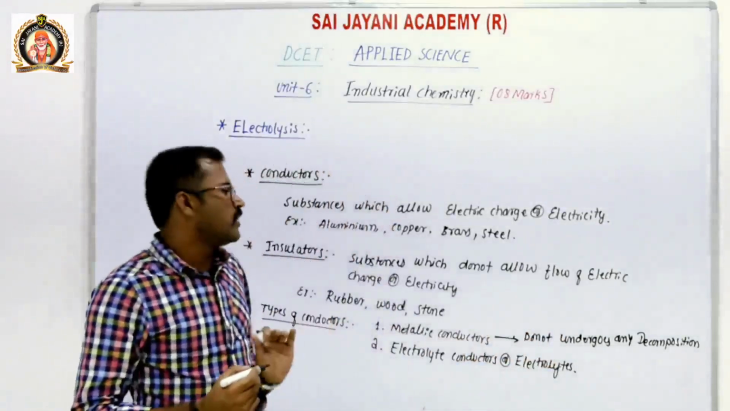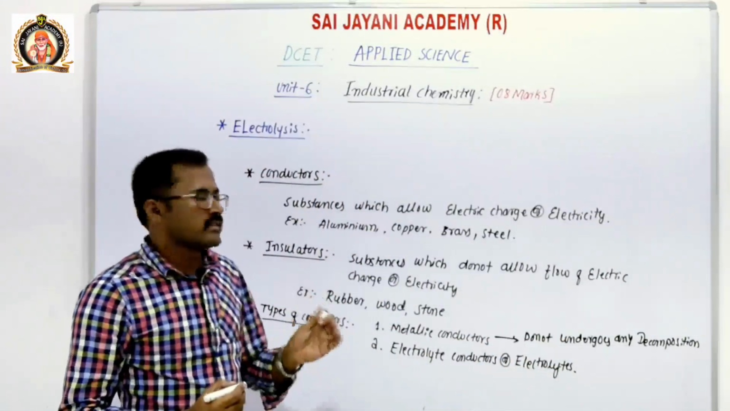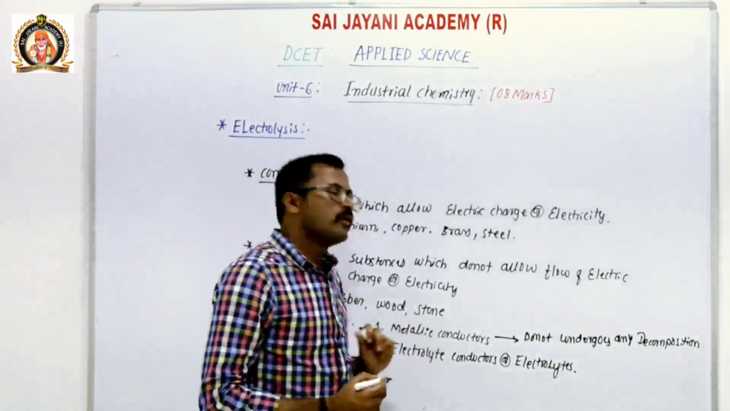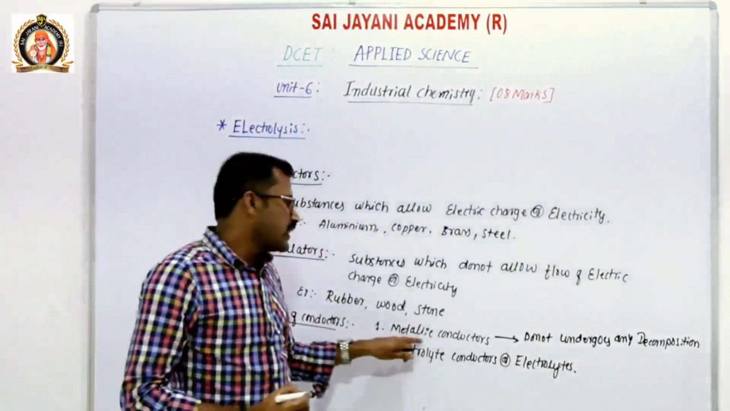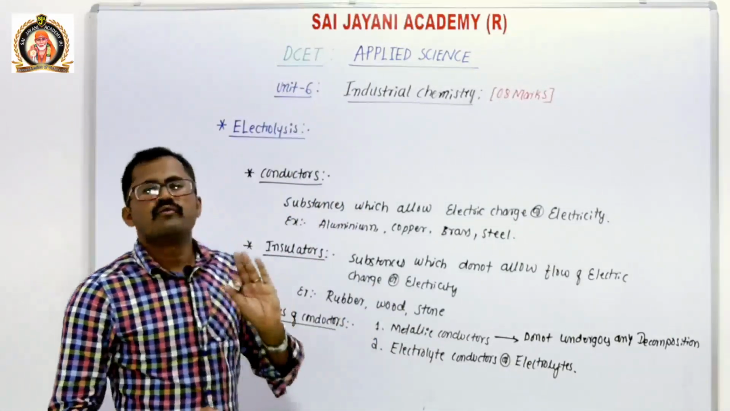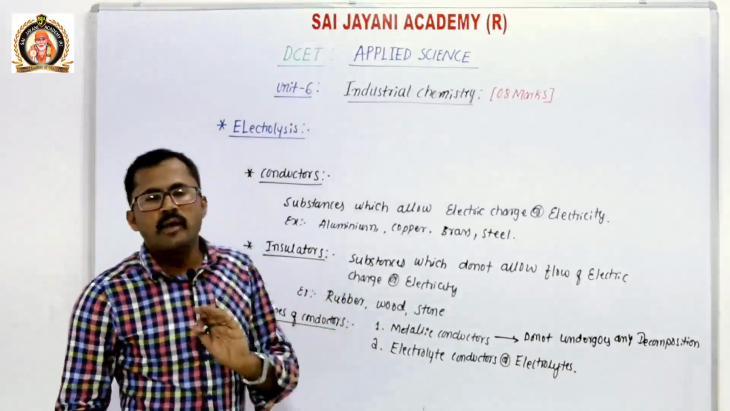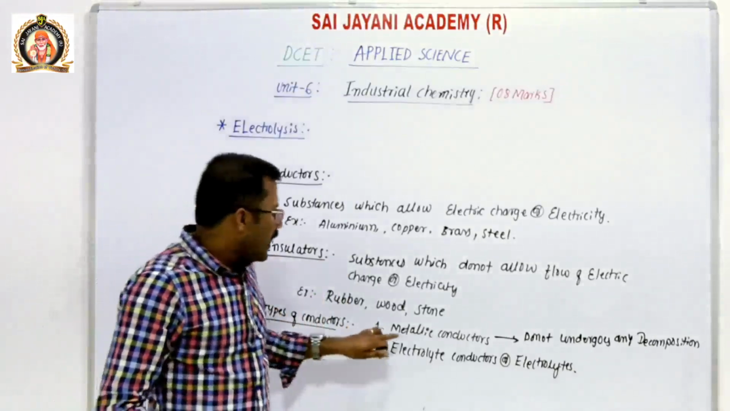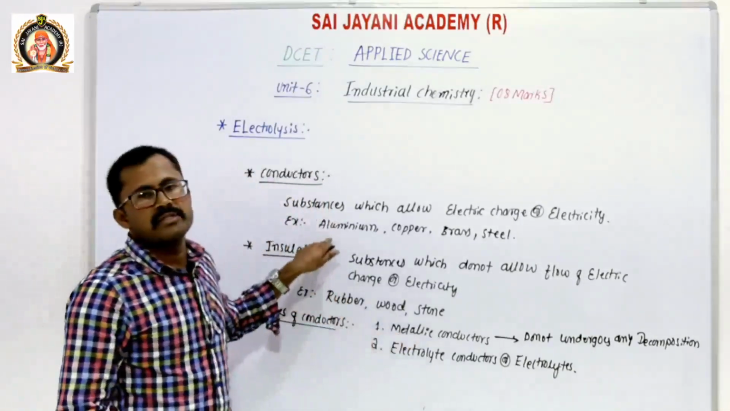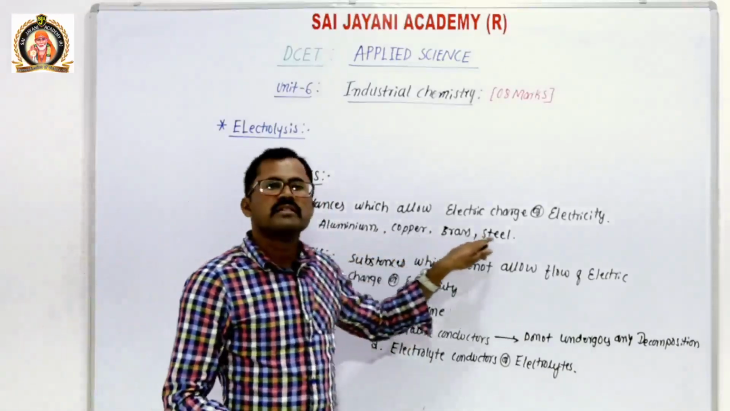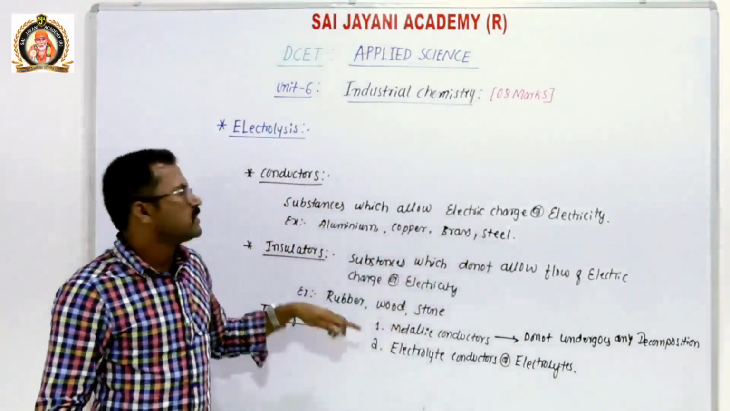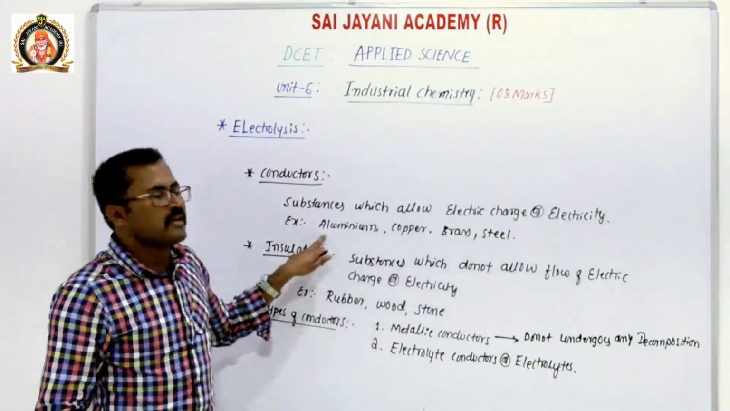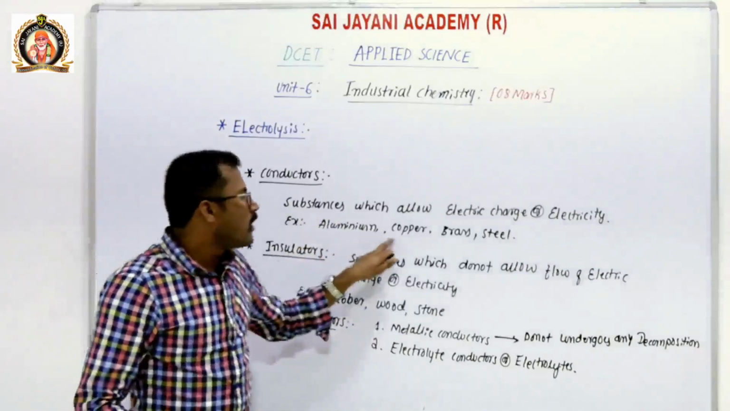Without undergoing decomposition, it allows the flow of electricity and remains in solid state only. So metallic conductors are the substances which allow the flow of electric charge without any decomposition, and they always remain in solid state. Examples of metallic conductors: aluminum, copper, brass, steel. These are the examples of the first type, metallic conductors.